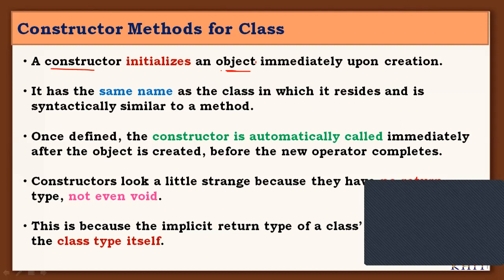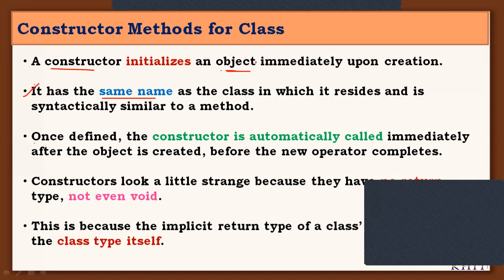Coming to the second point, it has the same name as the class in which it resides and is syntactically similar to a method. As I told you, a constructor is a special method, or special function, of a class, and it has the same name as the class it belongs to.